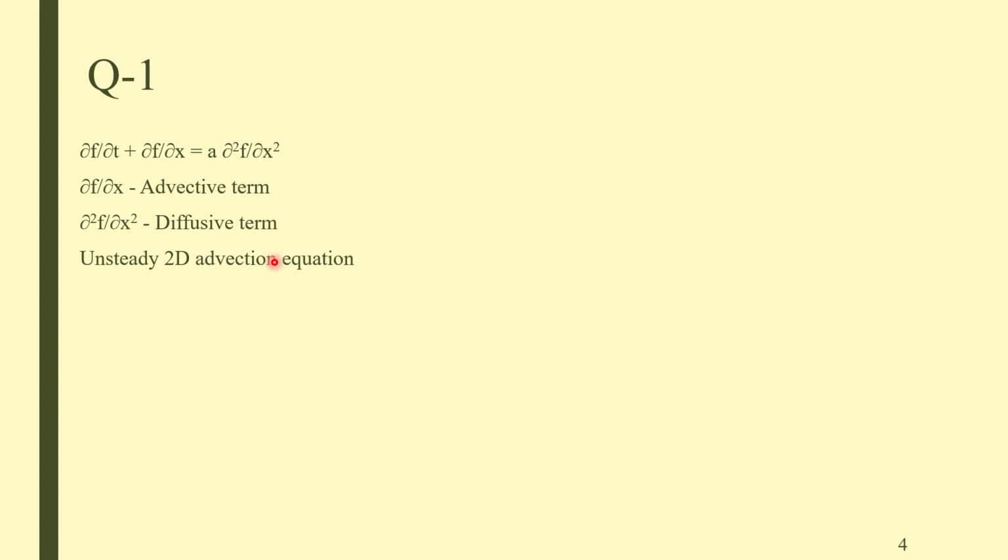Answer is option C, because ∂f/∂t + ∂f/∂x = a times ∂²f/∂x². This is the general equation in one dimension. So here we have the advection term, unsteady term, and diffusion term as well. This is the advective term and this is the diffusive term. So the unsteady 2D advection equation would involve one more dimension and remove the diffusion term. So it is ∂f/∂t + ∂f/∂x + ∂f/∂y = 0.